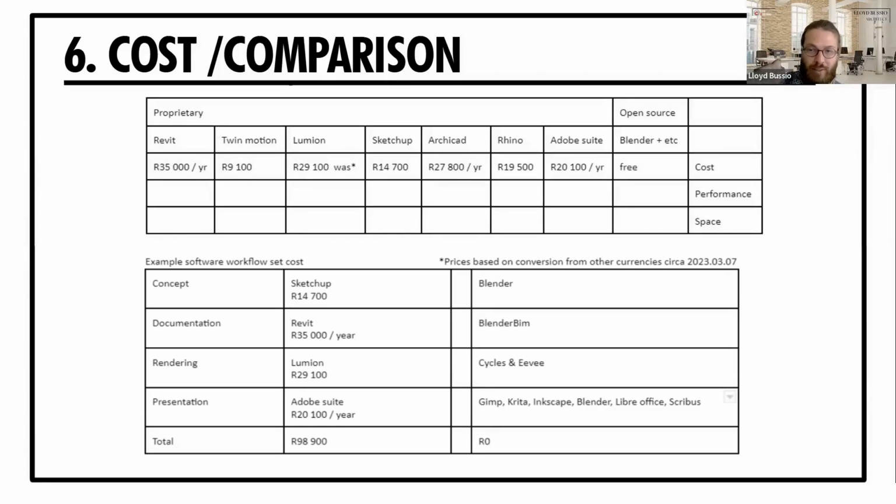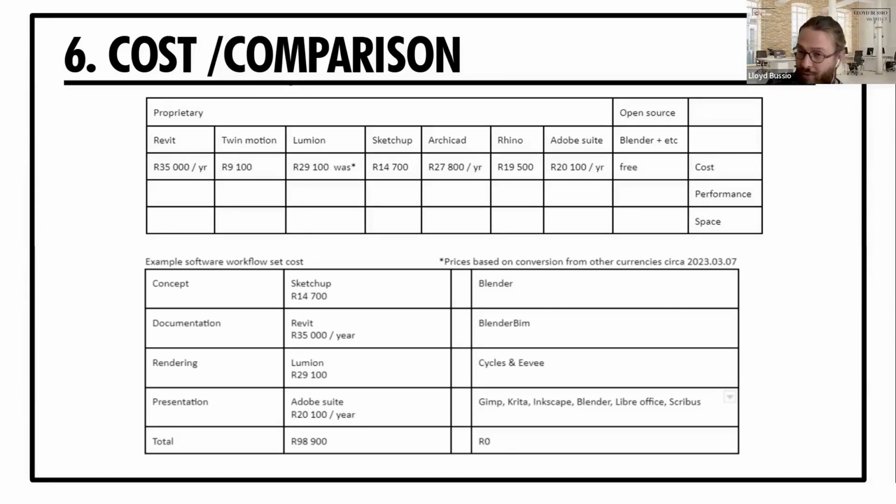So if you look at the bottom table, you can see an example of a workflow cost, looking at concept, documentation, rendering, and presentation. And you can look at the total cost of a single user. And I know in an architecture office, we share the software and everything. It doesn't really work out per user. But in a big firm or anything larger than 5 people, you do need separate software because people need to work on the same things at the same time. And it kind of can work out to about 100,000 Rand per person. And that could easily be a per year cost.